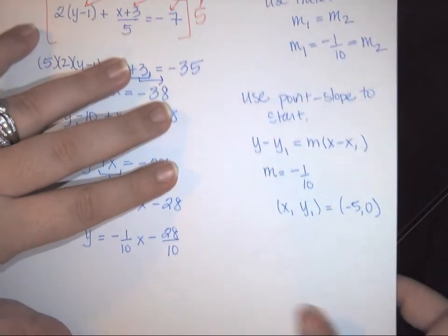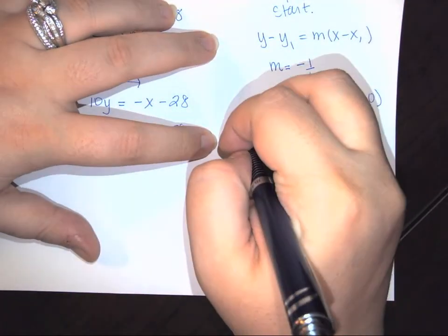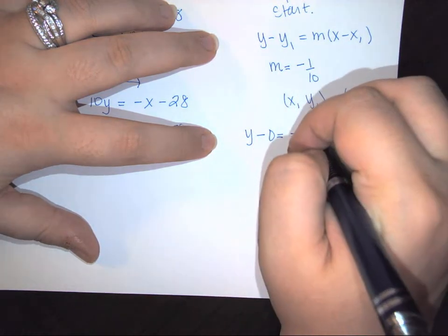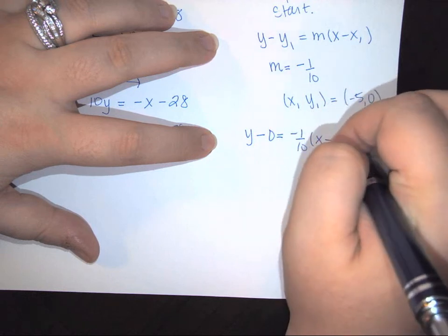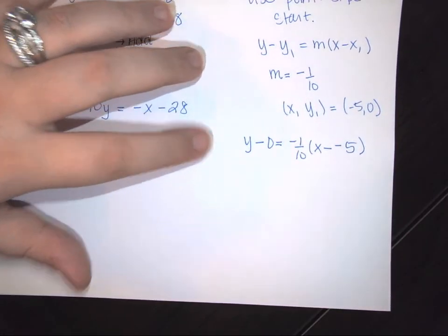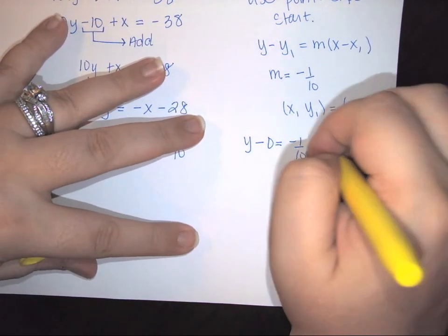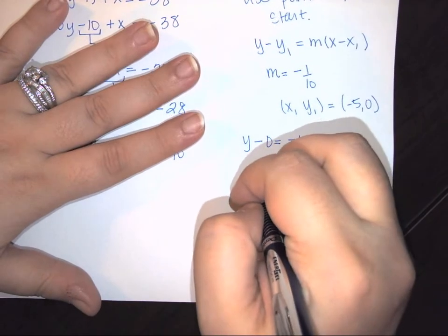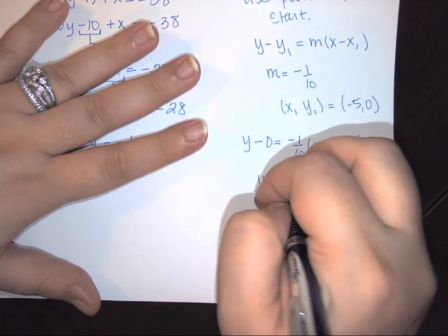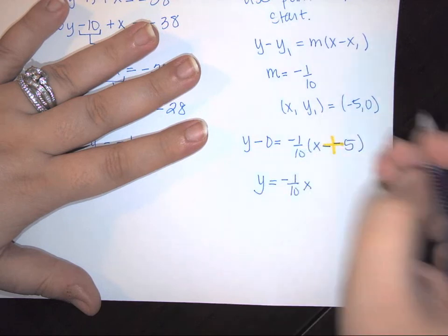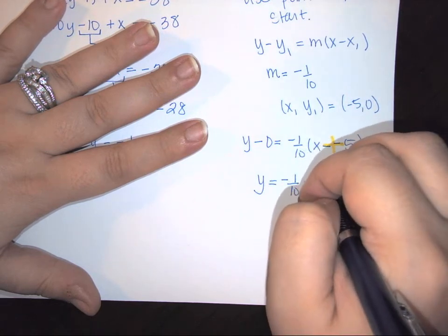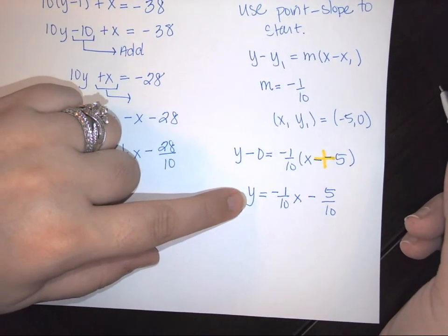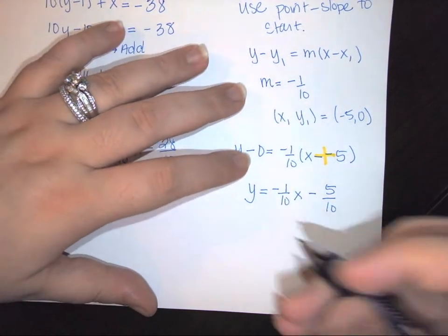Plug what we know into our equation. So we have y minus 0 is equal to negative 1/10 times x minus a negative 5. With that, make sure you remember minus a negative is the same as positive. So this becomes y is equal to negative 1/10 x minus 5 over 10. And in this case, we have to reduce. So here, we need to reduce it all the way down.